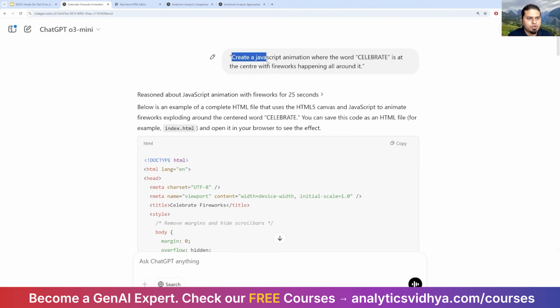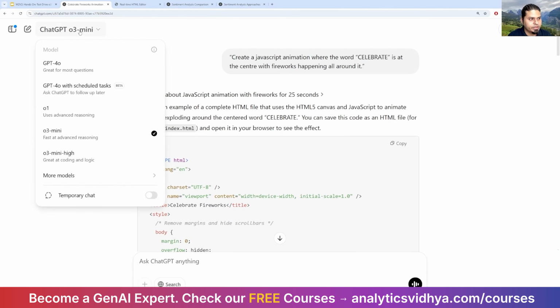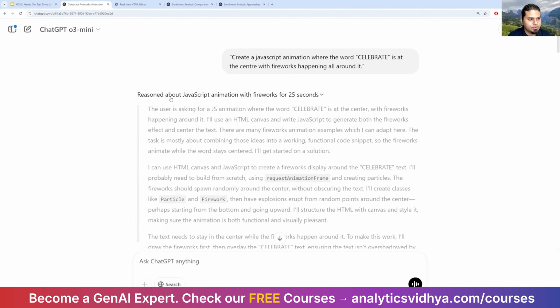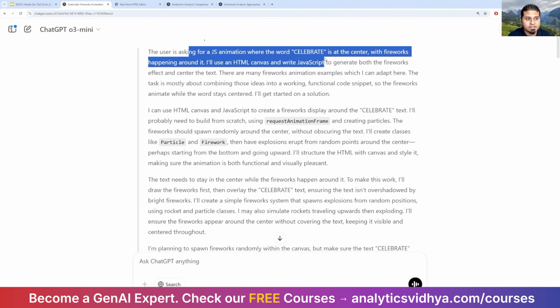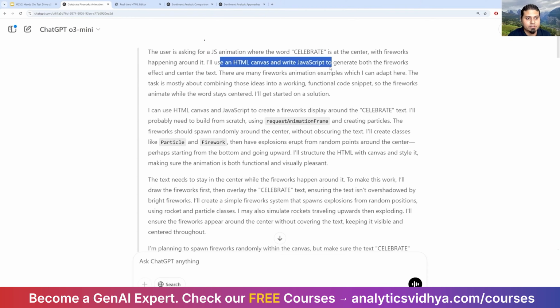So here's the prompt: create a JavaScript animation where the word celebrate is at the center with fireworks happening all around it. Now I sent this to the o3-mini model. And as you can see, it reasoned about creating this animation for around 25 seconds, which is not a small amount of time. But here it thinks about what the user asked. And then it says it will create an HTML canvas and write JavaScript to generate both the fireworks and also center the text accordingly with a proper alignment.